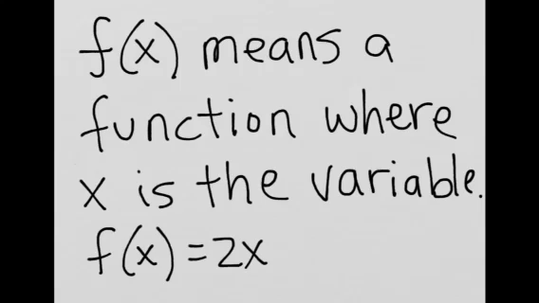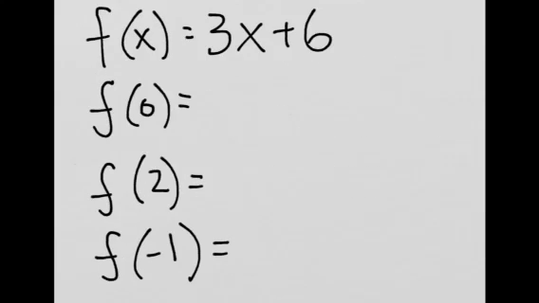We write a function like this, f of x. F of x means a function where x is the variable. For example, f of x equals 2x. We can substitute into the equation and get a value for f of x. We show what we want to substitute in by putting the number in instead of the x.